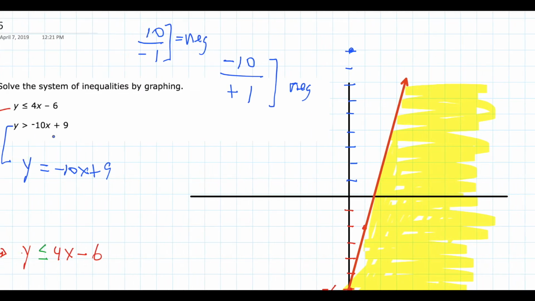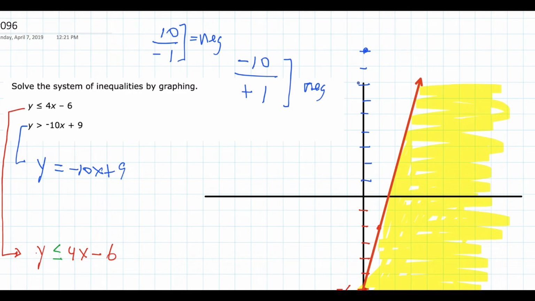So you want -10, which means you go down 10: 1, 2, 3, 4, 5, 6, 7, 8, 9, 10. And then you go in the positive 1 direction. I already lost my place. 1, 2, 3, 4, 5, 6, 7, 8, 9, 10. So is it positive 1 right or left? Right, which is right there. All right, so we connect those. Is it solid or dotted? Oh no, it's dotted, right?